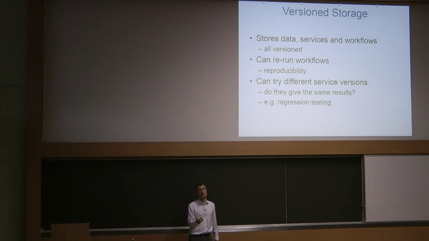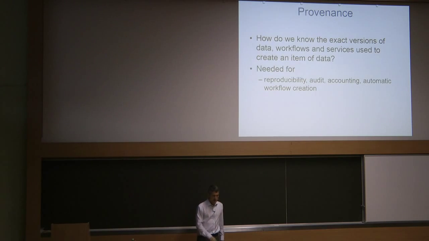If somebody says to you, I've done this experiment and I've produced this data, and you want to reproduce that experiment, what you need to know is exactly how that data was produced: the workflow, the services, and the data. And for this, you need provenance, which Sergey talked about yesterday when he talked about reproducibility. So if we want to know for anything in our system what the version is and how it was produced, then we need to record provenance information.